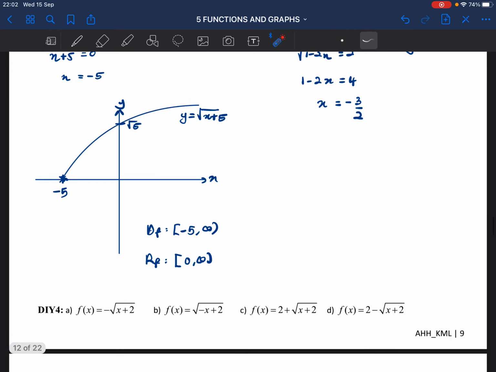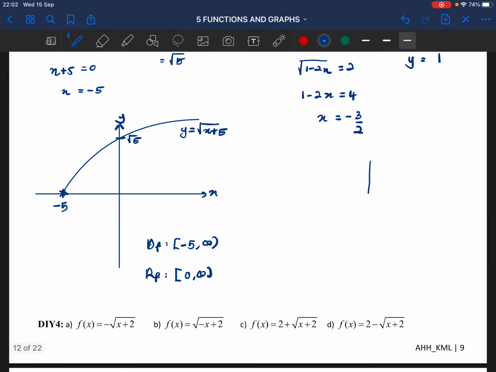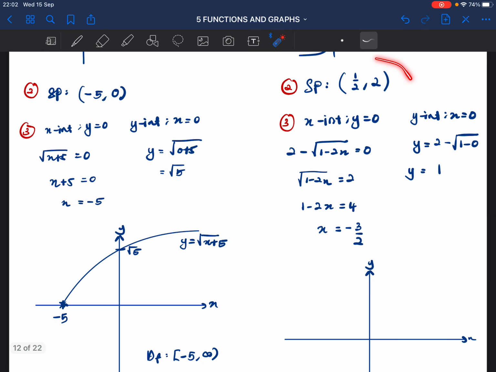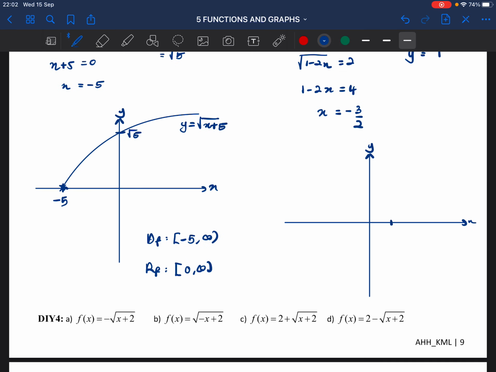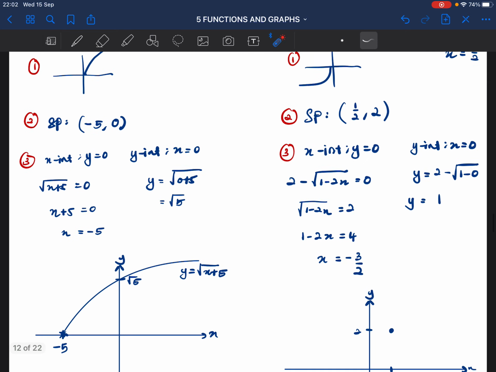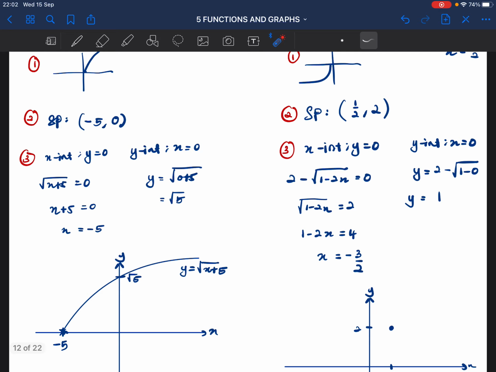So let's sketch our square root function. Okay, so we draw our x-axis here. Okay, so the first thing that you have to draw, you have to plot is your starting point. So we have our starting point 1/2, 2. So 1/2 is around here, 2 is somewhere there. Okay, this is the starting point. Okay, so we know that the graph akan shoot ke kuadran 3. Okay, kita dah decide tadi, ini akan shoot dekat kuadran 3.